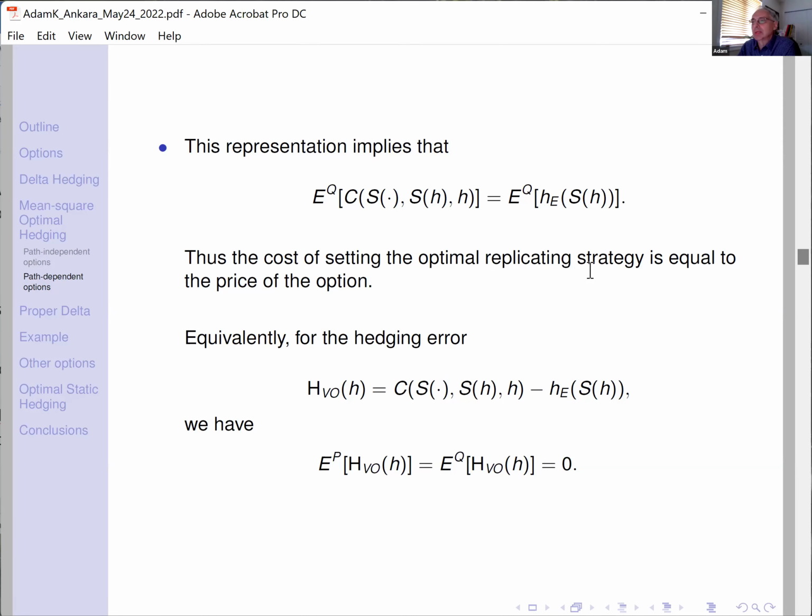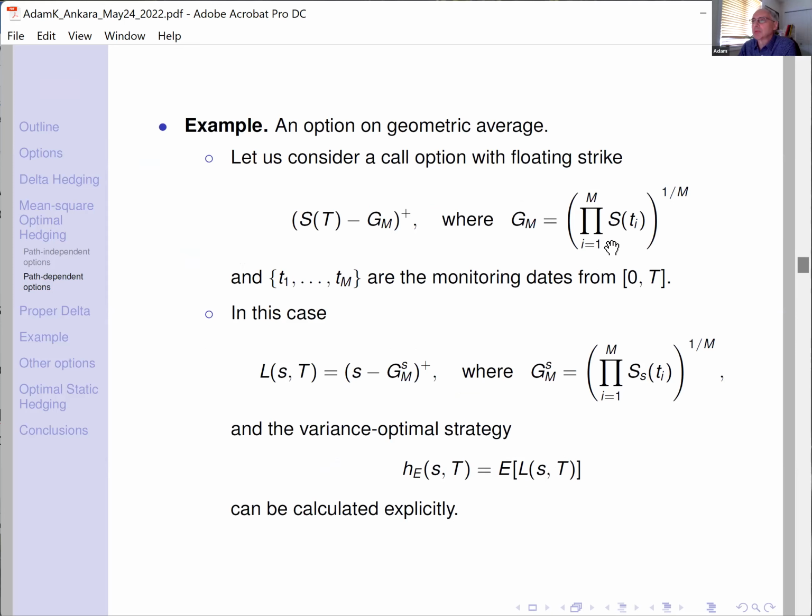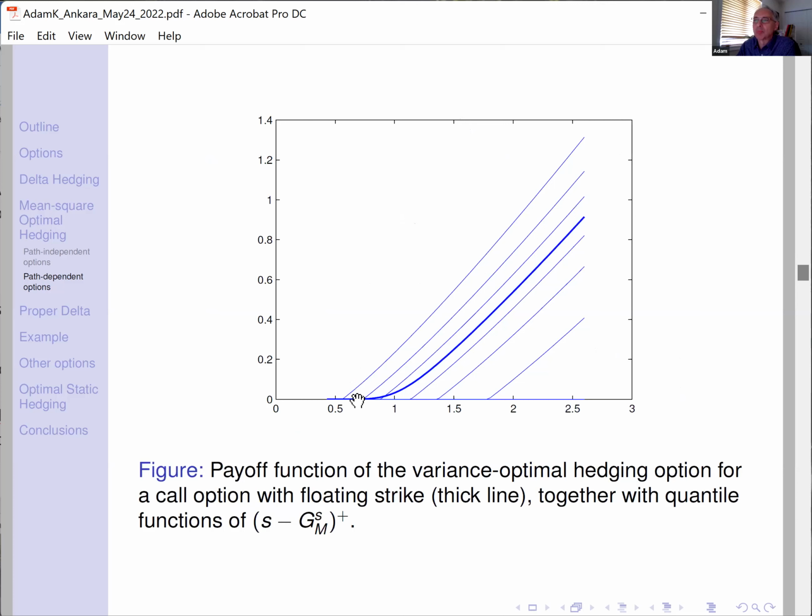And now, how do we use this option? Maybe I will skip this, maybe just an example. The hedging option in the context of particular path-dependent contracts, in this case, this is geometric average, can be evaluated explicitly. I just want to show the shape of this optimal hedging option. It is nonlinear function. On average, conditionally that I know terminal value, it gives me the right position.